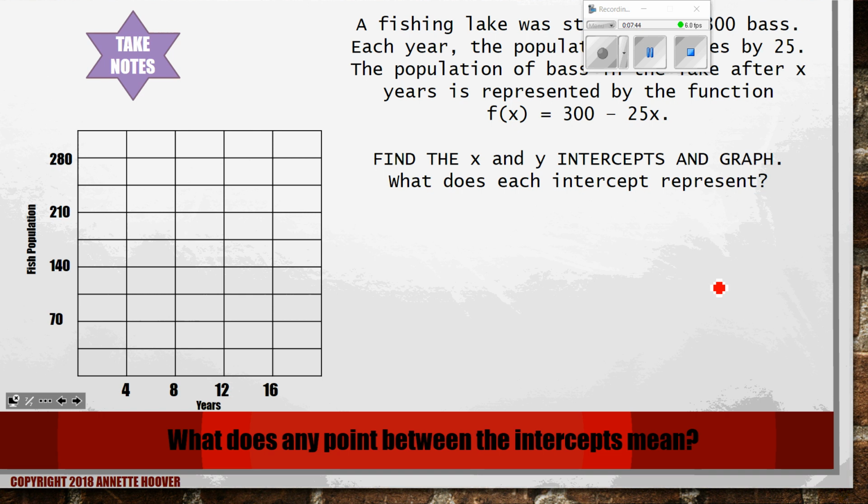Fishing lake, sorry, this is in the way. Let me see if I can move this thing over.